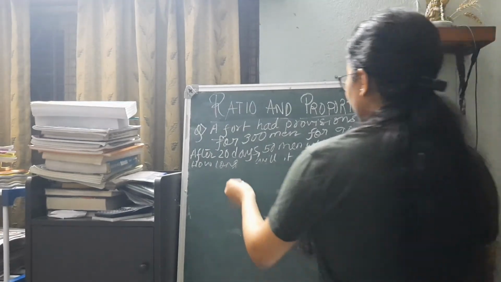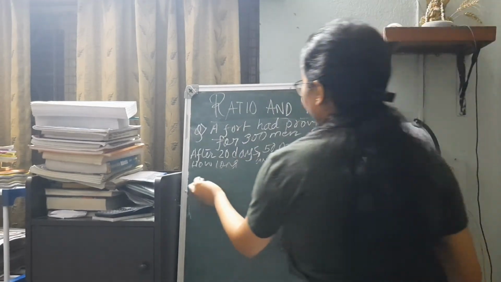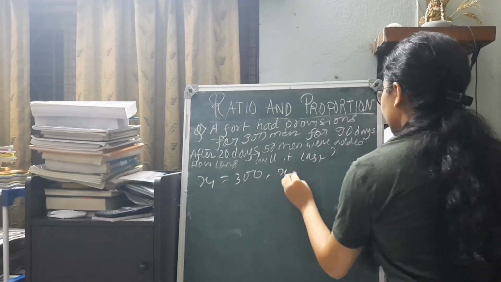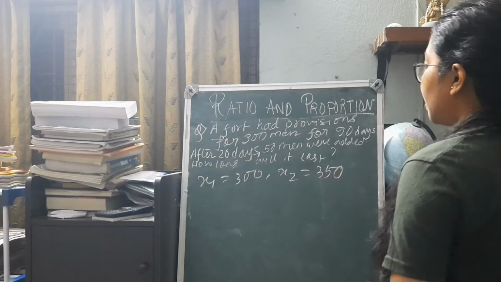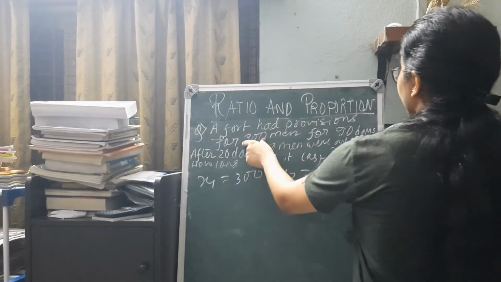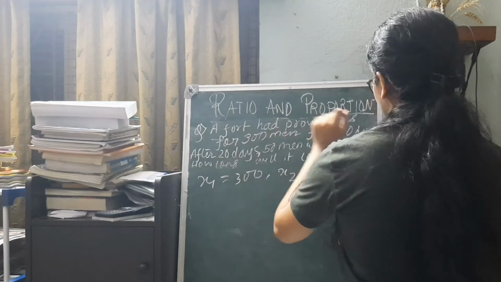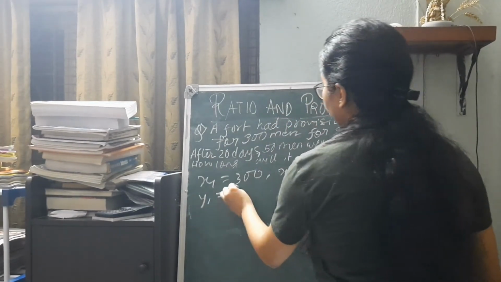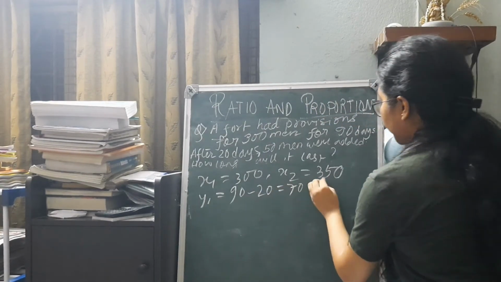It has been said that initially there were 300 men. If we say x1 is 300, later on 50 men were added. That means x2 becomes 300 plus 50, 350. Now the main calculation is after 20 days. The food provisions for these 300 men were supposed to last for 90 days. Already 20 days have gone. So the food remaining for them will be for 90 minus 20, that is 70 days.